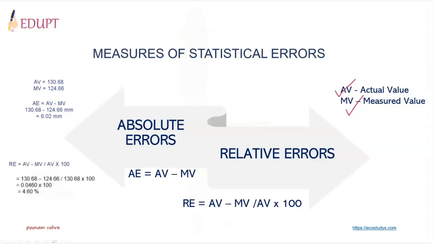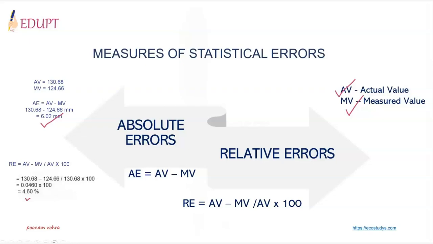Now, if relative error is to be found, then relative error is actual value minus measured value divided by actual value into 100. That is 130.68 minus 124.66 divided by 130.68 into 100. And after calculating this, one gets 4.60%.